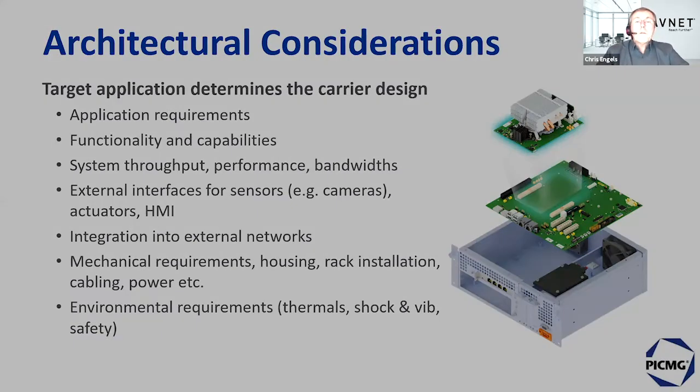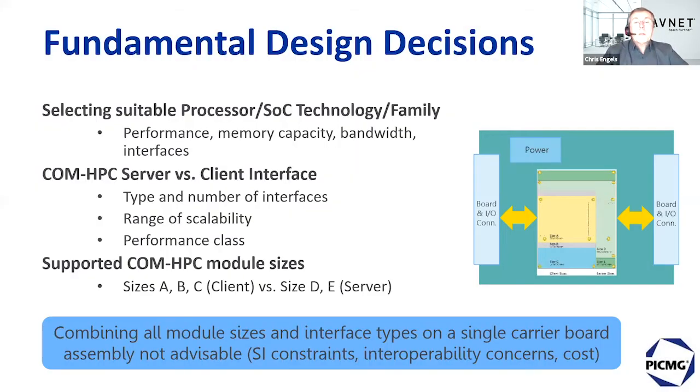When designing for COM-HPC, you have to make some fundamental design decisions. First of all, there are 2 different types of interfaces. So we have to make a decision if you want to design for a COM-HPC server interface or for a COM-HPC client interface. I come to that point in my next slide in a little more detail. But basically, you're looking for specific interfaces, the type of interfaces, the number of interfaces you want to connect, the range of scalability you want to achieve, and the performance class.